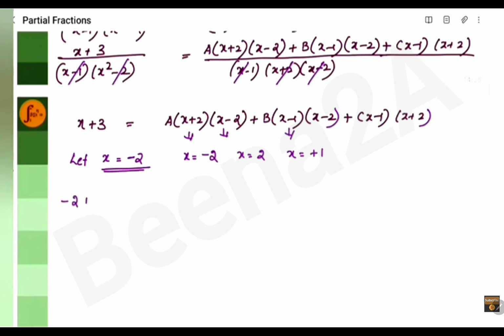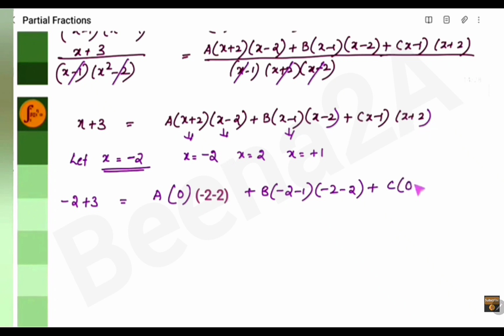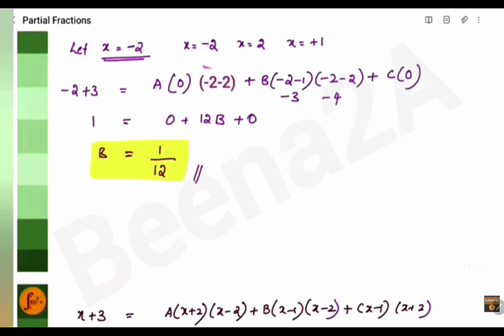So I'll get minus 2 plus 3 is equal to A into minus 2 plus 2, which is going to become 0, plus B into minus 2 minus 1 into minus 2 minus 2, plus C, this is going to become 0 because minus 2 plus 2 is going to become 0, right? So I'll get 0 plus minus 3 into minus 4, that is plus 12. So I'll get 12B plus 0 and this is 1. 12B is 1, so we get B equal to 1 by 12. So we assumed x equal to minus 2.